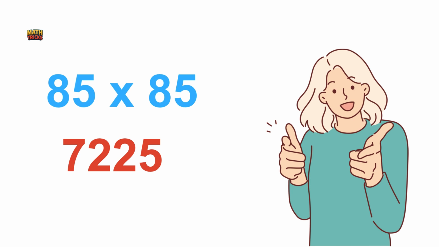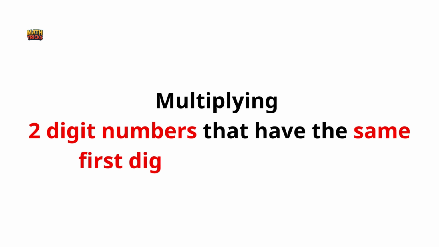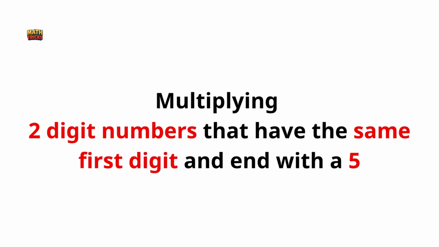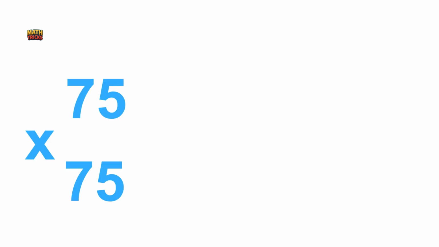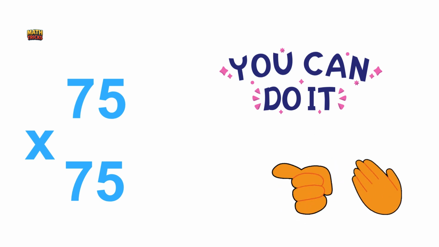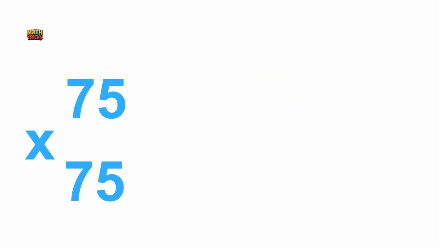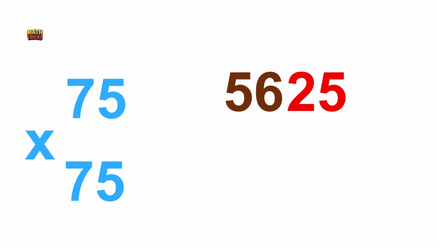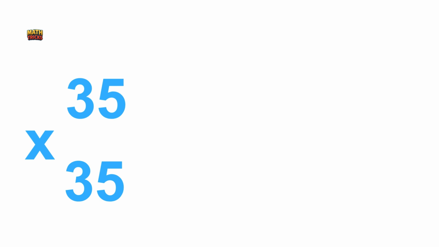Let's get started. This video's trick is multiplying two-digit numbers that have the same first digit and end with a 5, like multiplying 75 by 75 in 5 seconds. Maybe your mind just went blank, am I right? Here's the trick. Multiply 7 by the next number, which is 8, to get 56. Then simply add 25. The result is 5,625. All right, now try 35 times 35.